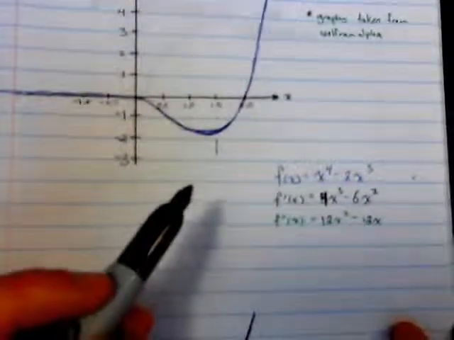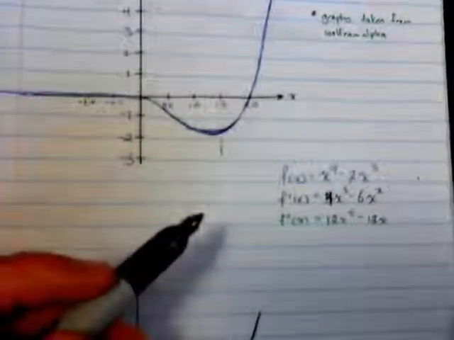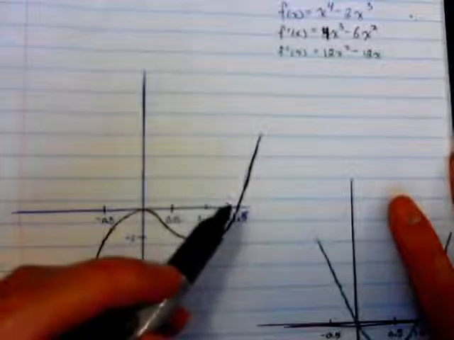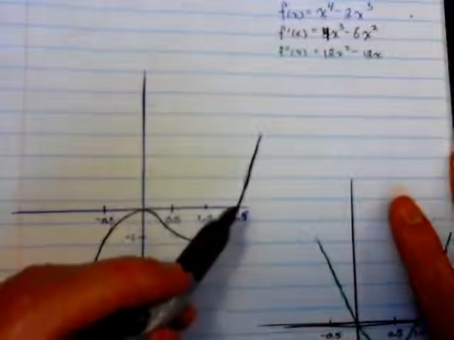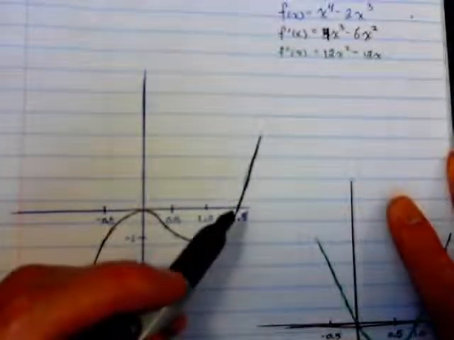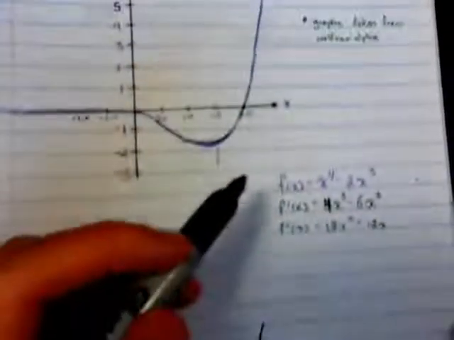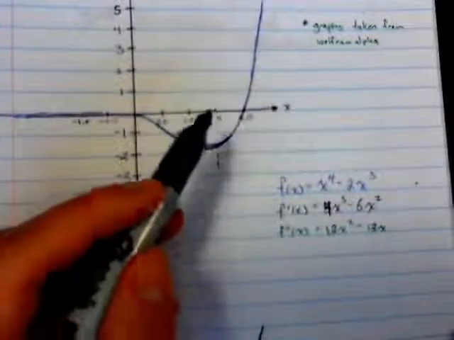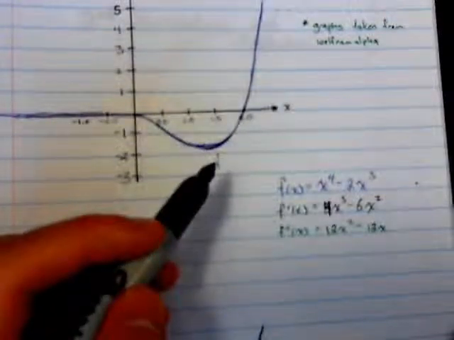So that can be one place where it can be kind of confusing, is the difference between positive and negative values and positive and negative slope, and the correlation between those. But do pay attention to the fact that this goes from negative to positive right at x equals 1.5. This goes from a negative slope to a positive slope right at x equals 1.5.